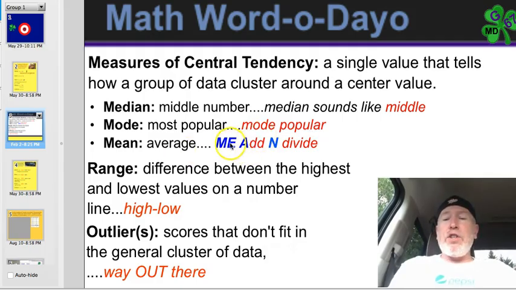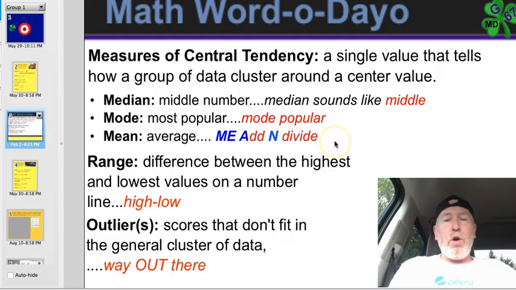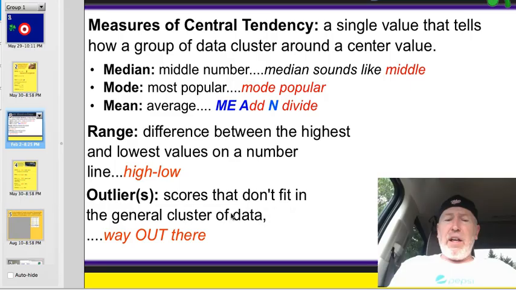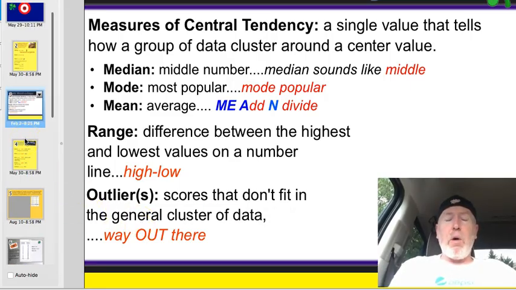The mean or average. This is that Yoda one. Me add and divide, strong with the Jedi. That's right. It works. These two terms we also discussed last night, and they're not measures of central tendency, so to speak, but I think they're important to look at. The range, that's the difference between the highest and lowest values when you put them on a number line, so the high minus the low. And the outlier, that's the scores that don't fit in the general cluster of data. They're just way out there. That's why I've got that "out" capitalized. It helps me remember what an outlier is.